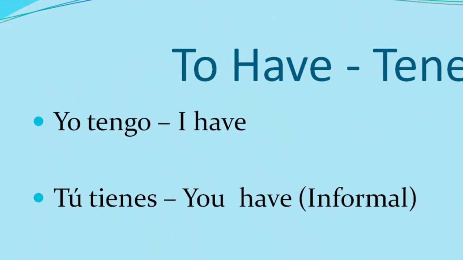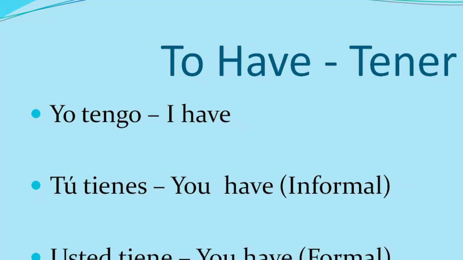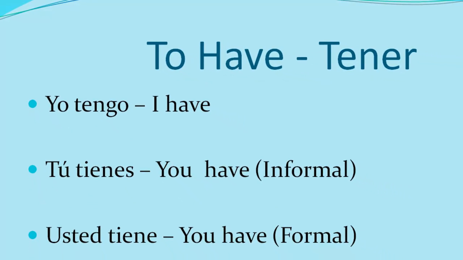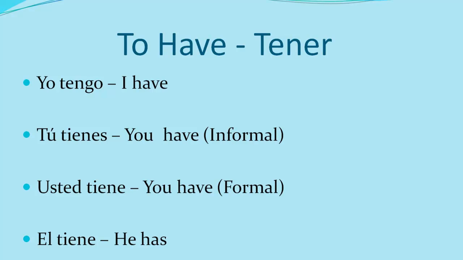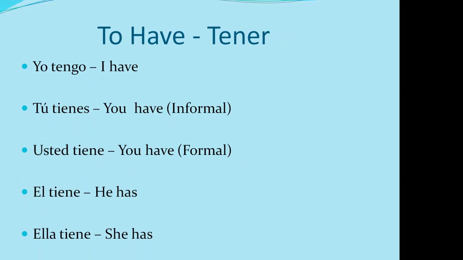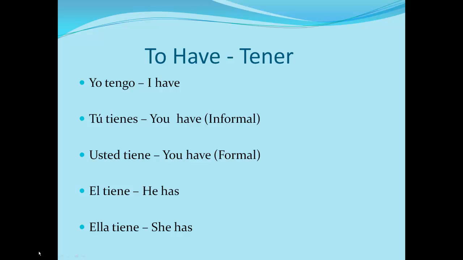I have is yo tengo. You have informal is tú tienes. You have formal is usted tiene. He has, él tiene. She has, ella tiene. And again, yo tengo. Tú tienes, usted tiene, él tiene, ella tiene.